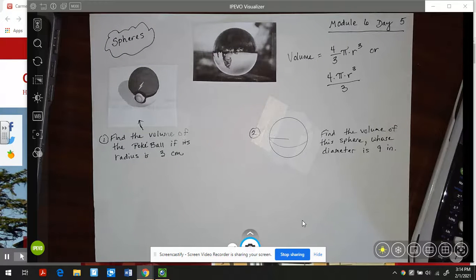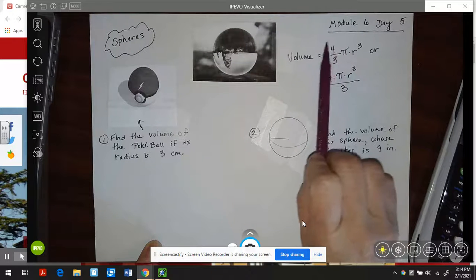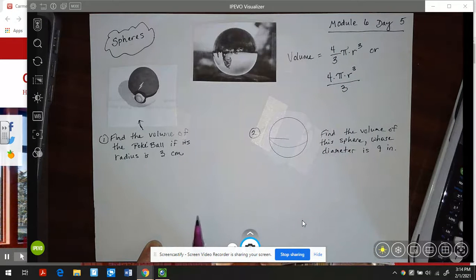Alrighty, the formula for the volume of a sphere. This is how you would see it probably in a textbook or any other location. This is how I write it.